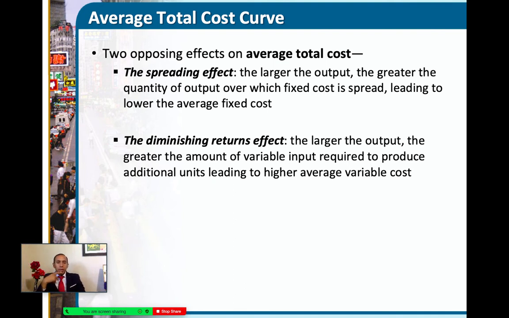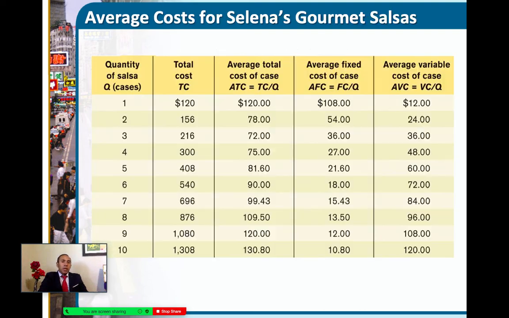So keep that in mind as to why the curve slopes downward and then upward at first. There are two effects working there: the spreading effect and the diminishing returns effect. Now, when we're looking at the chart that illustrates everything, we have our production line of 1, 2, 4, 6, 8, 10 cases of salsa.